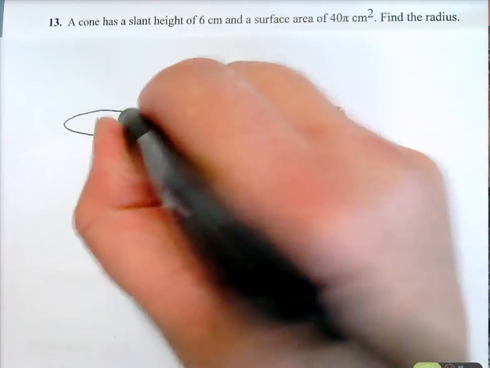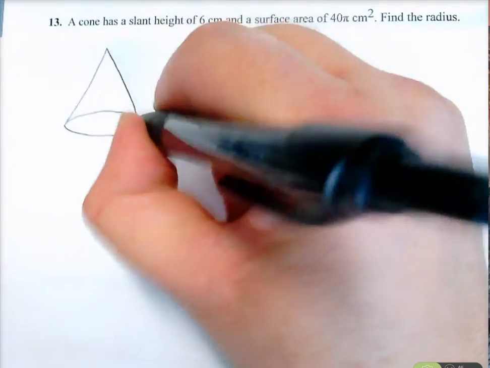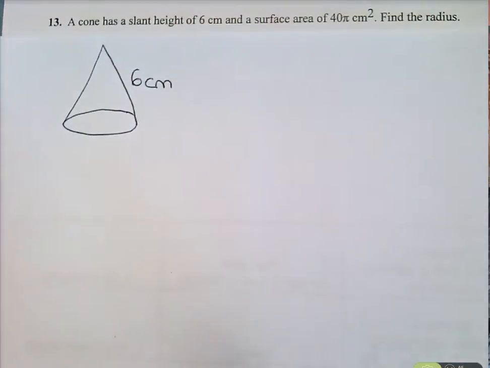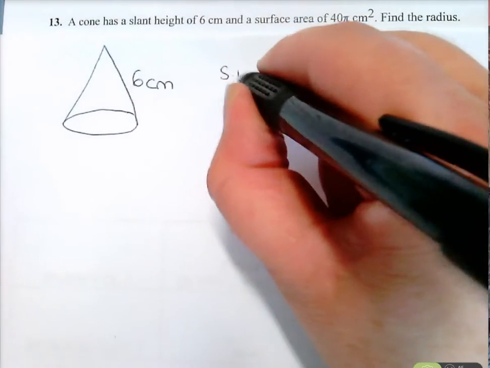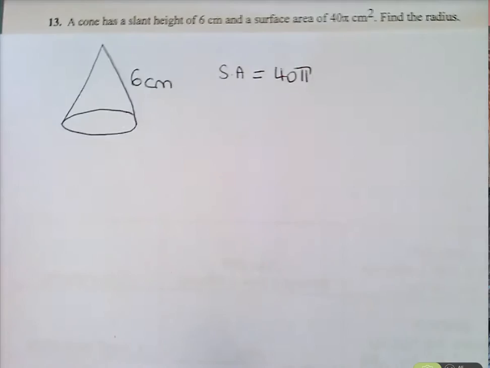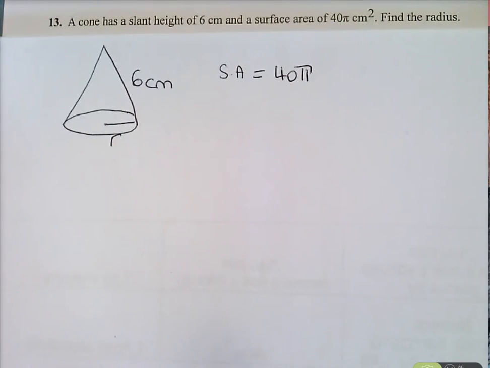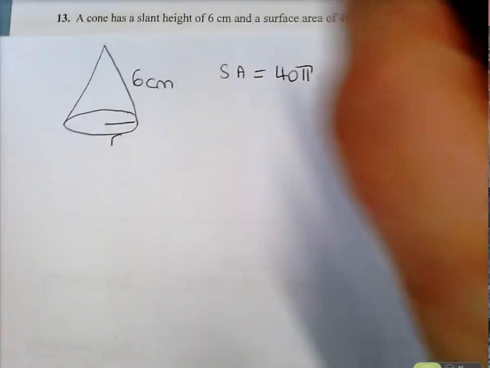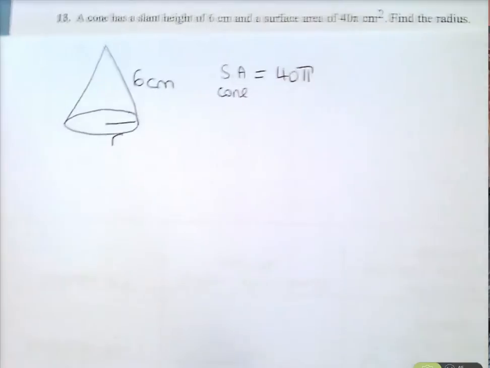A cone has, so I'm going to draw the cone, a slant height of 6 centimeters. And we know that the surface area of the cone is 40 pi. Find the radius. What should you do? So you know that the surface area of the whole cone is 40 pi.